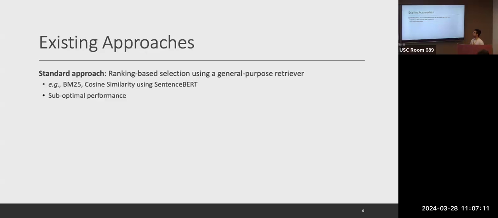Now existing approaches include, the standard approach where often people just use random example selection. But if they do something better, they often just use some off-the-shelf retriever like BM25 or cosine similarity using a general purpose encoder like BERT. And then they take the test input and all the candidate examples, score them using these metrics, and then take the top K and use them as the examples. This is obviously suboptimal because these are general purpose off-the-shelf retrievers. They are not specifically trained or suited for in-context example retrieval.